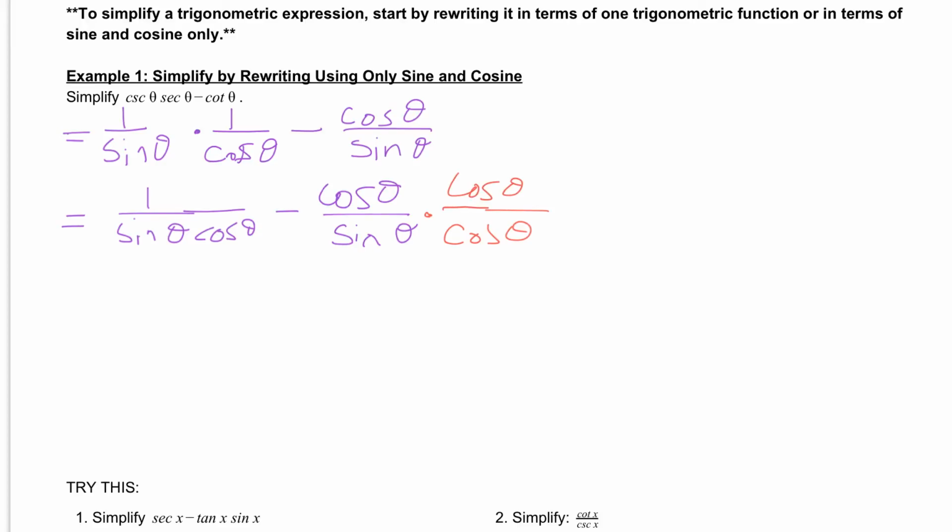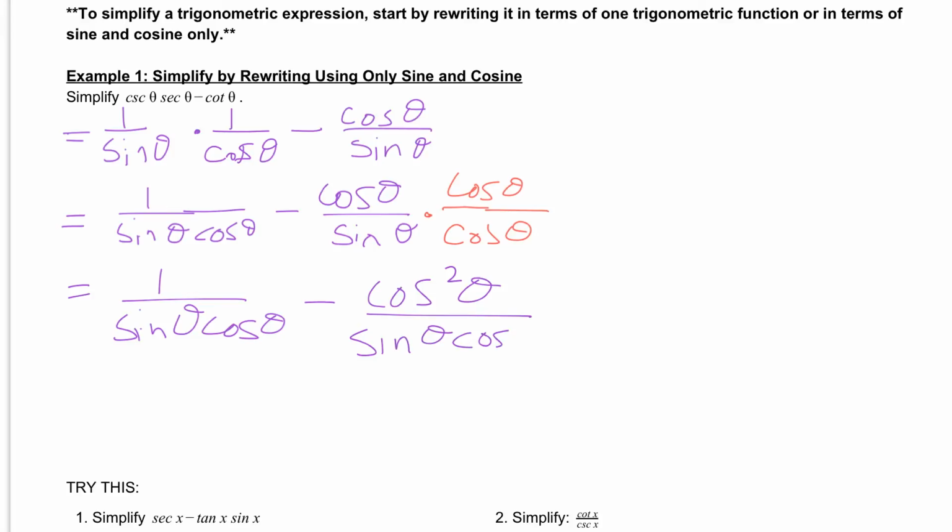So what I get is 1 over sine theta cosine theta, minus, on the top, cosine times cosine is cosine squared, over sine theta cosine theta. So now I have common denominators. And so what I can do is I can combine these into the same fraction. So now I'm looking at 1 minus cosine squared theta over sine theta cosine theta.